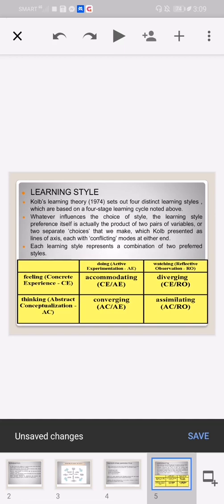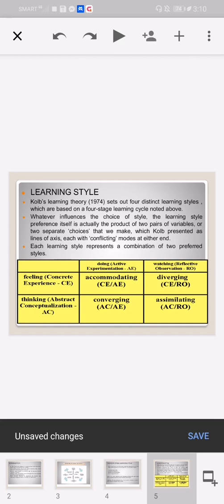Kolb believed that we cannot perform both variables on a single axis at the same time. We cannot think and feel at the same time. Our learning style is a product of these two choices or decisions. It's often easier to see the construction of Kolb's learning styles in terms of a 2 by 2 matrix. Each learning style represents a combination of two preferred styles. The diagram also highlights Kolb's terminology for the four learning styles. So these are the four learning styles, each a combination of two preferred styles.